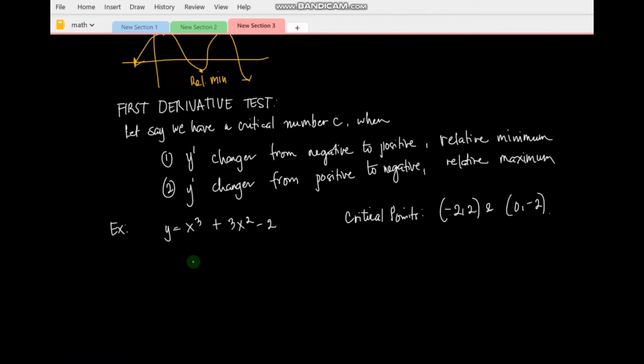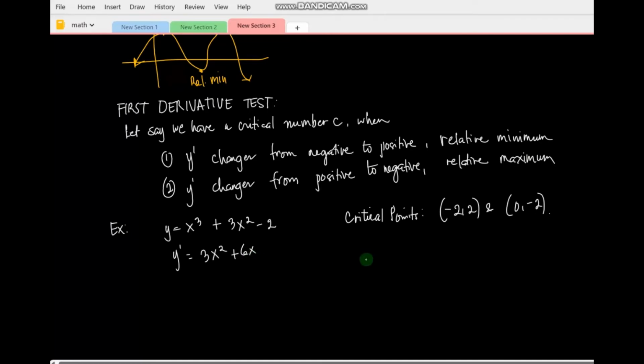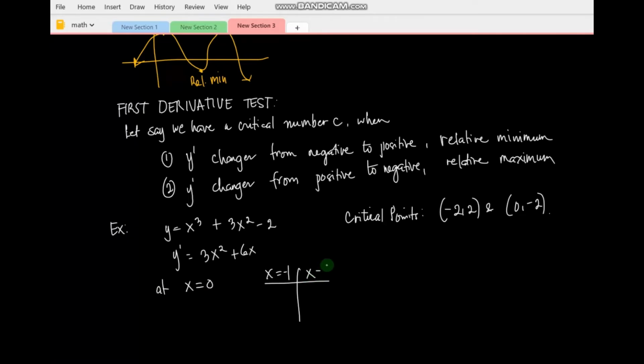Again, we get the derivative again. So that is 3x squared plus 6x. We check that there are two critical numbers, 0 and negative 2. At x equals 0, just choose numbers, one from the left and one from the right. Let's say negative 1 and positive 1. Then substitute these into the first derivative.